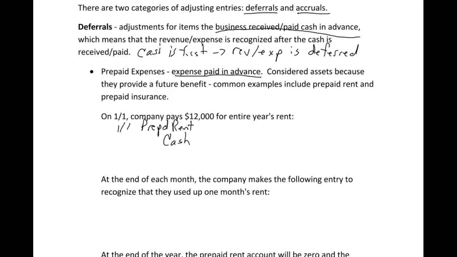And we are crediting cash, because remember, it says up here, use your keywords. We pay $12,000. So we're going to debit $12,000 for prepaid rent, and we did pay the $12,000 in cash.